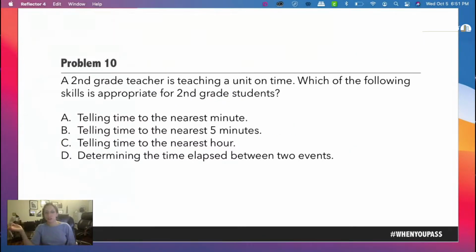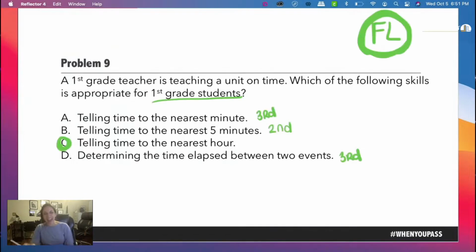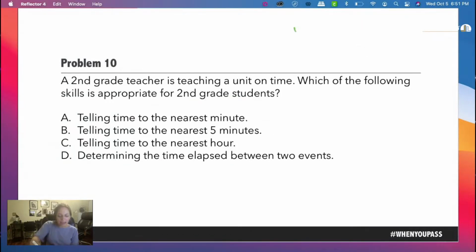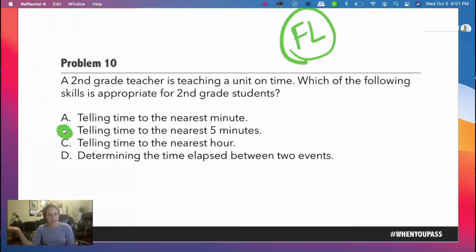I already answered this question. I didn't realize I had them back to back. So again, in the state of Florida, we already answered this. Second grade is going to have to be able to tell time to the nearest 5 minutes. So if you're taking an exam, it's good to just quickly review your benchmarks so that you can answer the appropriate questions for like the teaching competencies.